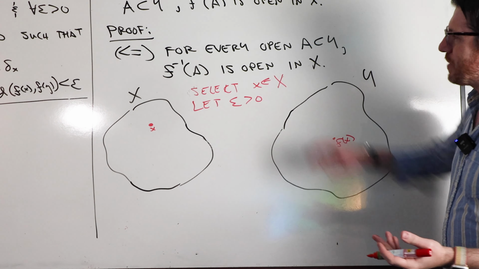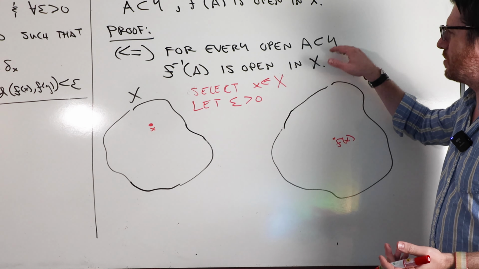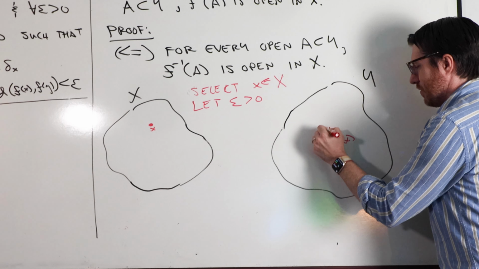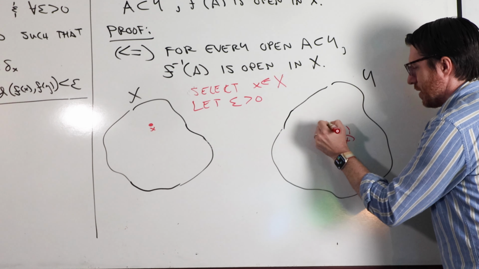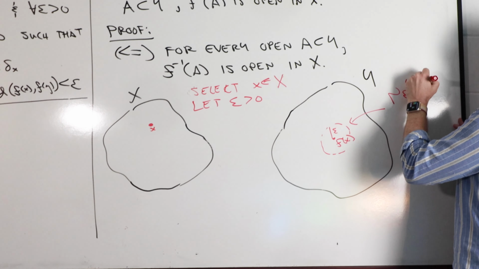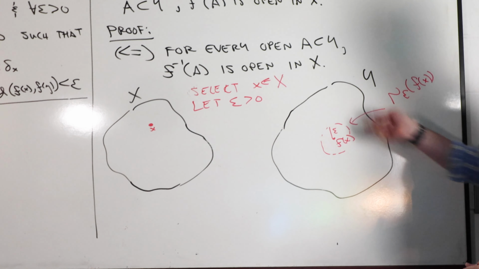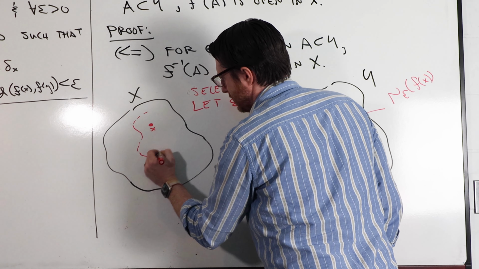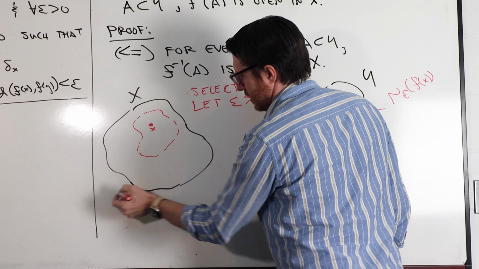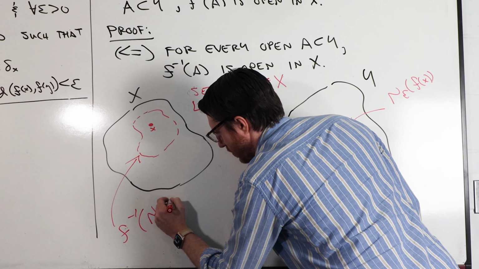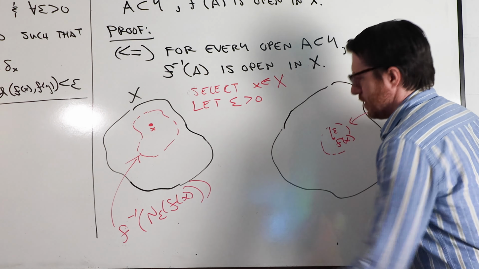What's really nice is that we have that for every open set in Y, the inverse image is open in X. And so this epsilon defines a very natural open set, or rather the open neighborhood of radius epsilon around f of x. And so what we do is we look at the pre-image, and that maps us over here. It doesn't have to be a ball on this side. It can be something like this. And so this is f inverse of the epsilon neighborhood of f of x. And we know this is open.